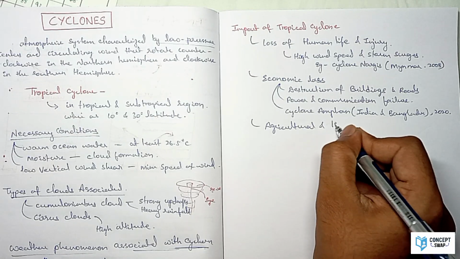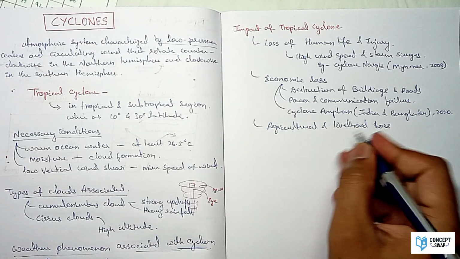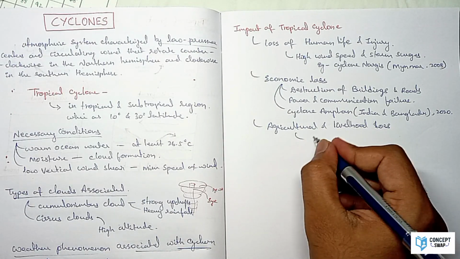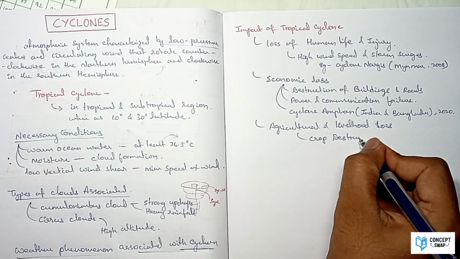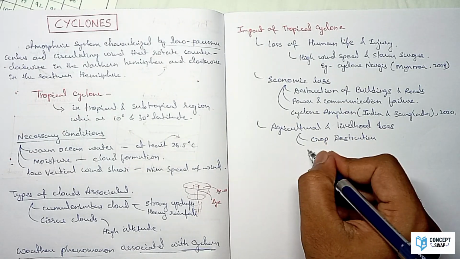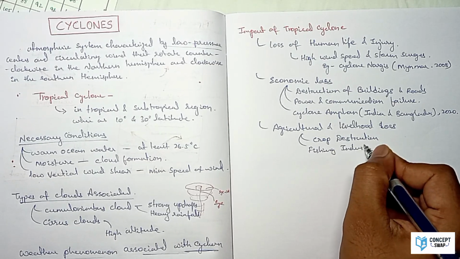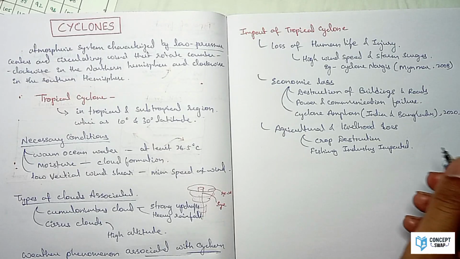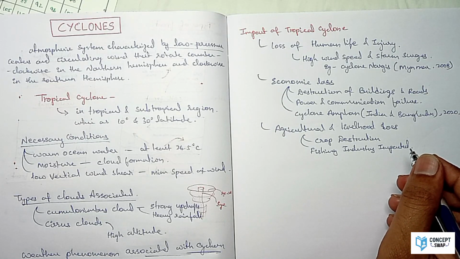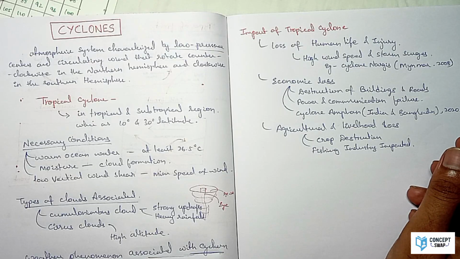Agricultural and livelihood loss. What are they? Crop destruction and fishing industry impact. Due to the cyclone, fishermen are not allowed to go into the sea or ocean for fishing.